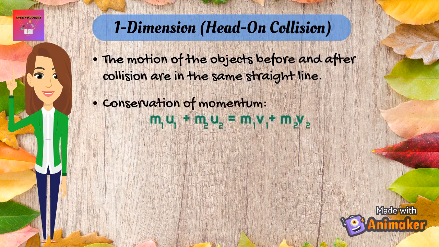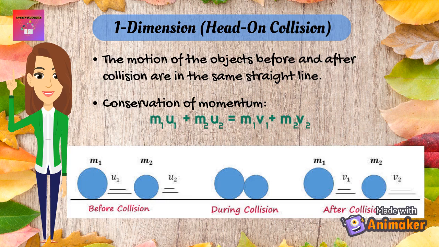The equation of conservation of momentum for head-on collision is m1u1 plus m2u2 equals m1v1 plus m2v2. The diagram below shows an example of head-on collision. As you can see, both the objects are moving in the same straight line before and after collision.